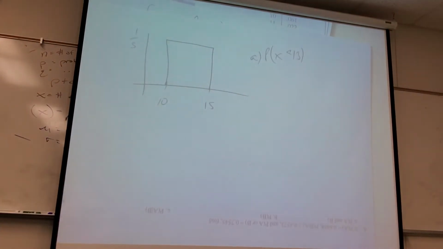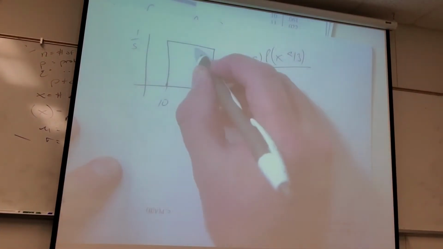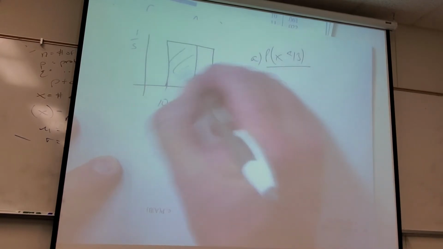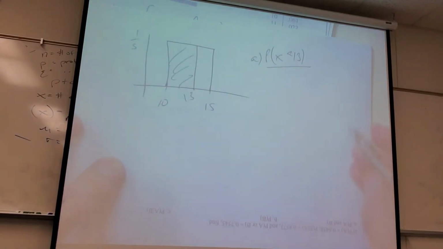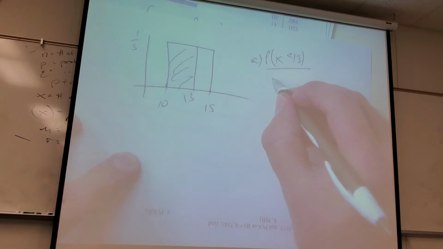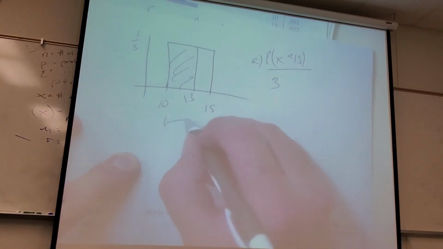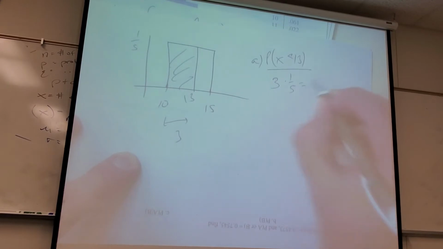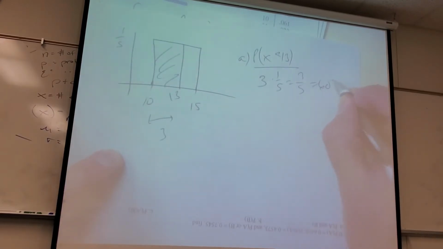So what would this look like in the picture? Like that. What's the area of that? What's the width? The width is 3. And what's the height? 1/5. 3/5. 0.6, 60%.